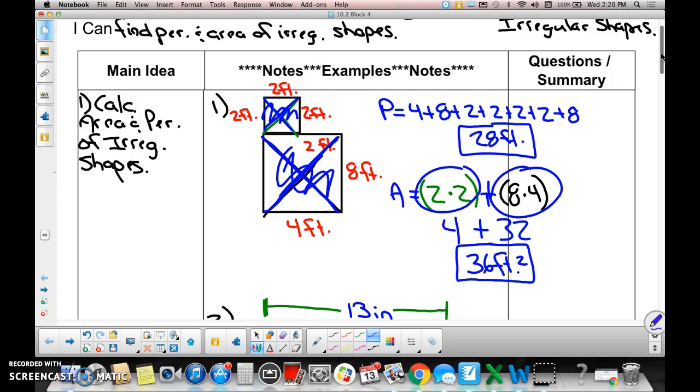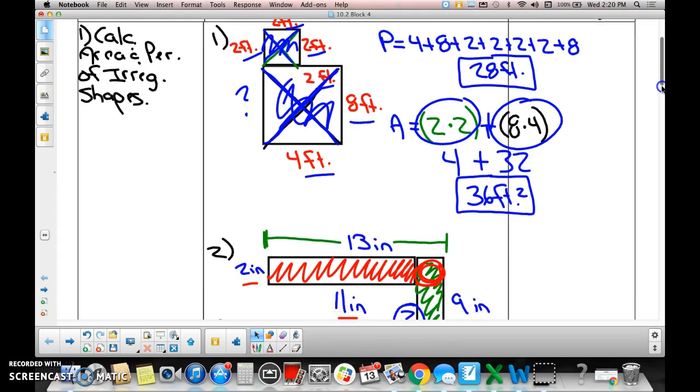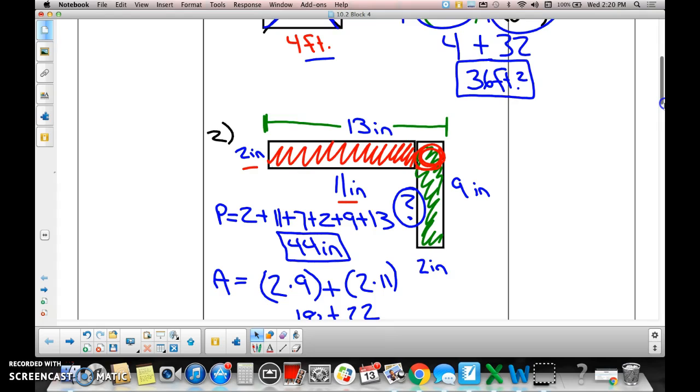Isn't that cool? And then for perimeter, we just added up all of the sides. We added this to this to this to this to this to this, and to the one that we didn't give you. Perimeter, yes or no? Oh, so sweet. Number 2 was a very similar problem. It's just a little bit of a different shape.